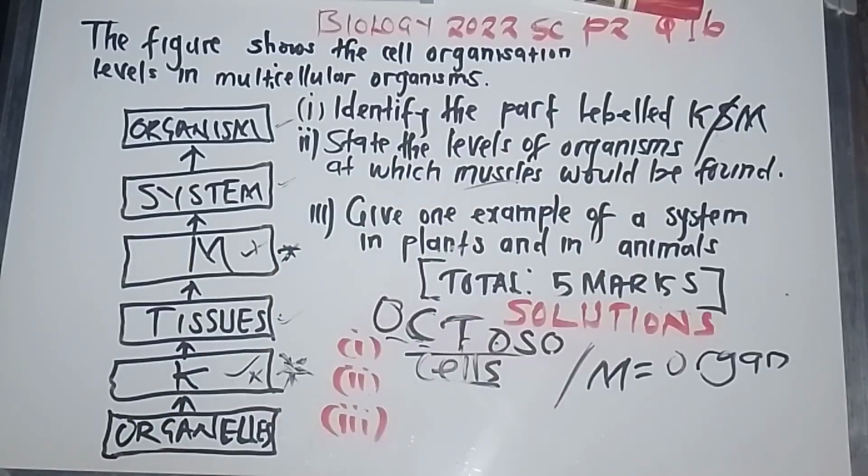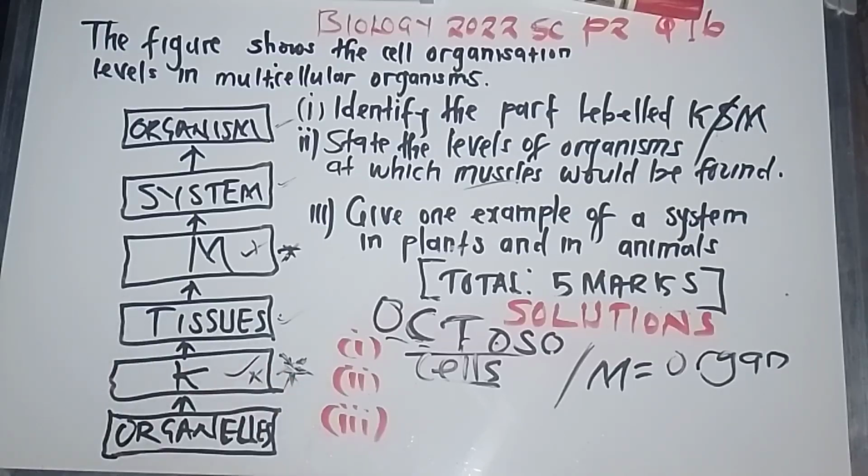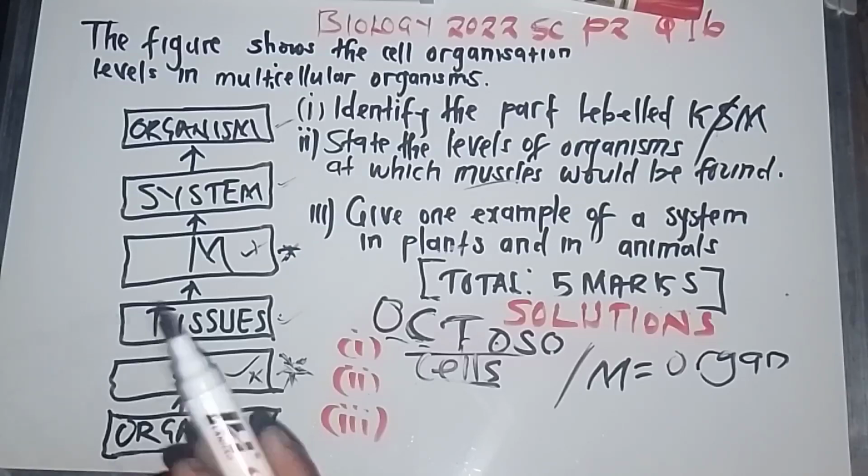Different tissues. So one thing I want you to understand is that, as I was saying, when we gather different organelles, we are going to make what is known as the cells. Then when we gather many cells, we are going to make what is known as the tissues. So at this stage, that is where we are going to find what? Muscles. That's why they are sometimes even called muscle tissues. Alright, so that is that.